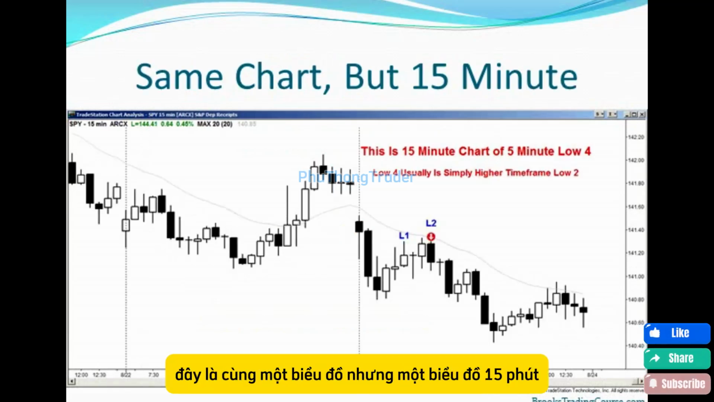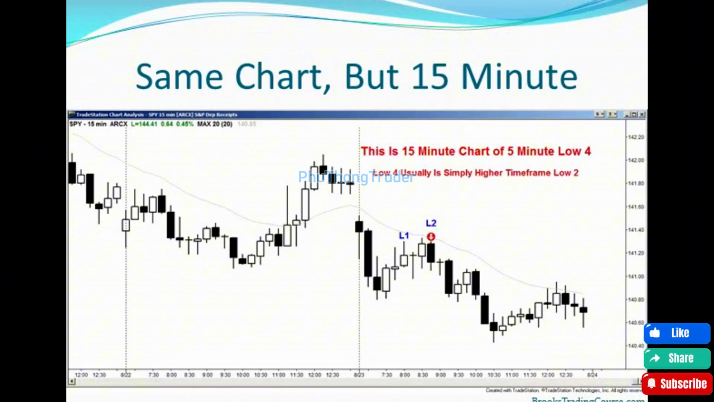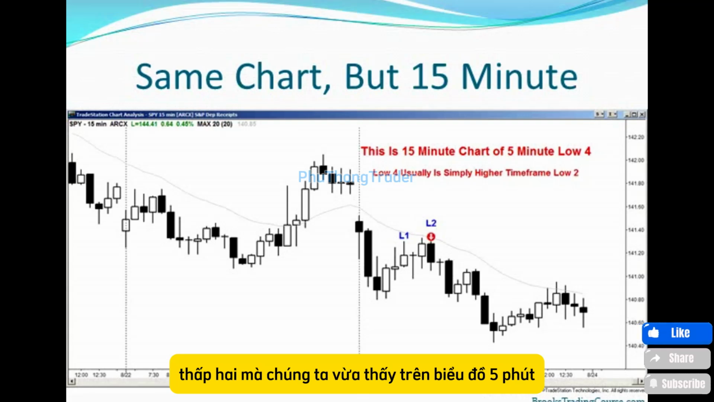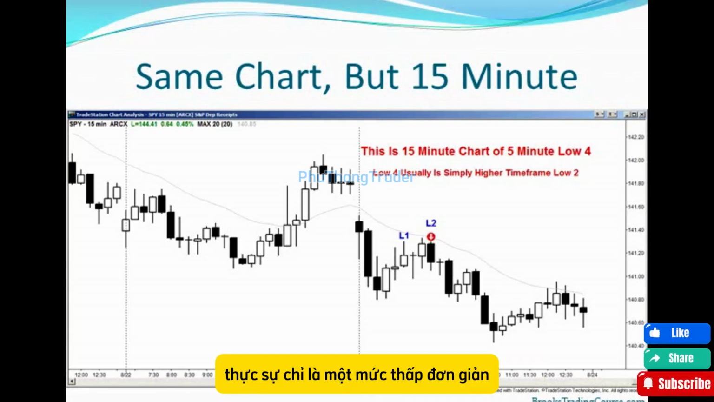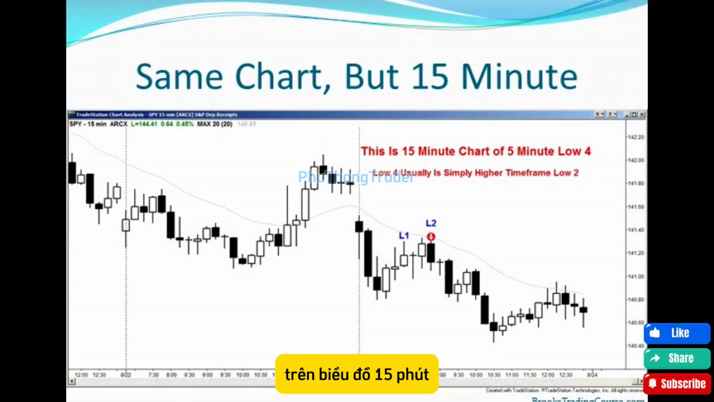This is the same chart, but a 15-minute chart, and that low 2 that we just saw on the 5-minute chart actually is just a simple low 2 on the 15-minute chart.